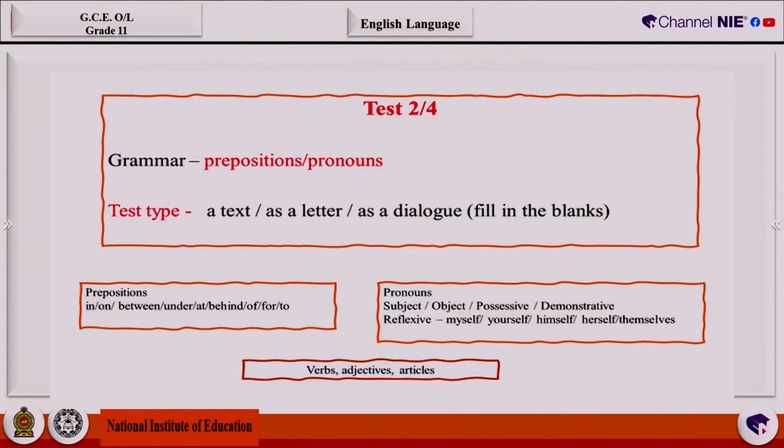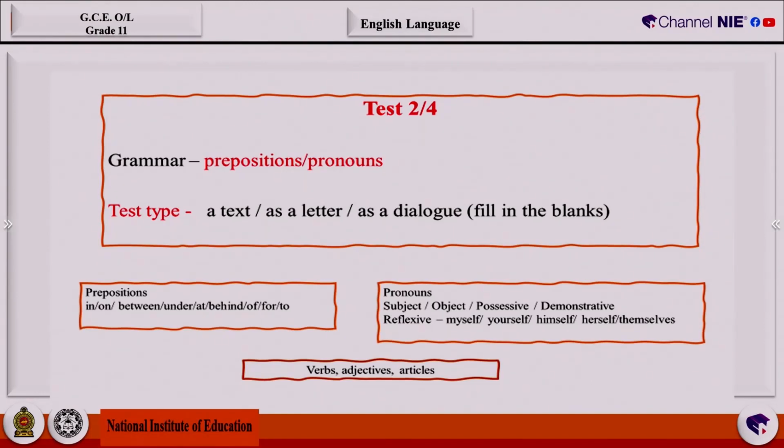What should we know about this question? That will be testing your grammar knowledge. Most of the time, the testing items can be prepositions and pronouns, but sometimes some other things can also be tested. I will show you some examples.